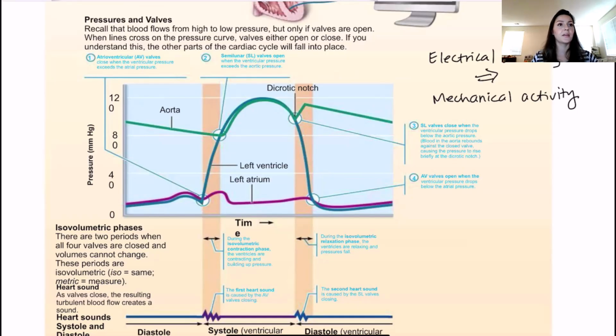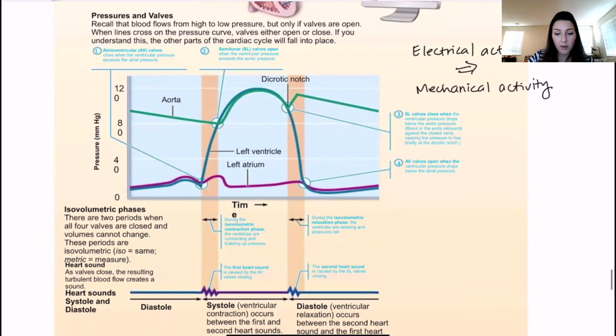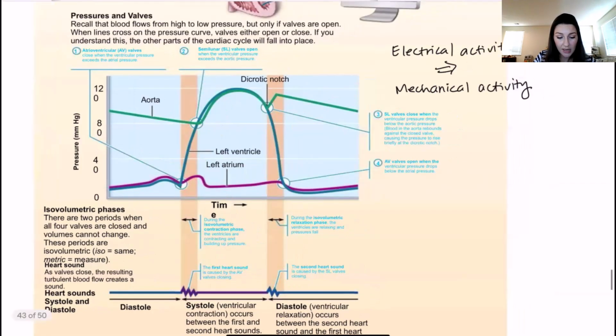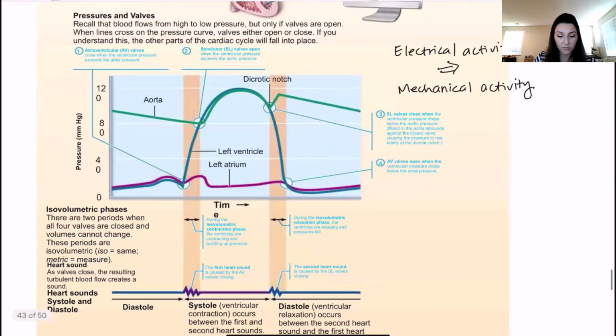All right, so let's jump into a little bit more of a detailed version of this graph, okay? Oh, and something else I want you to take a peek at is at each stage, which we'll talk about, you can see the different heart sounds. We'll come back to it.